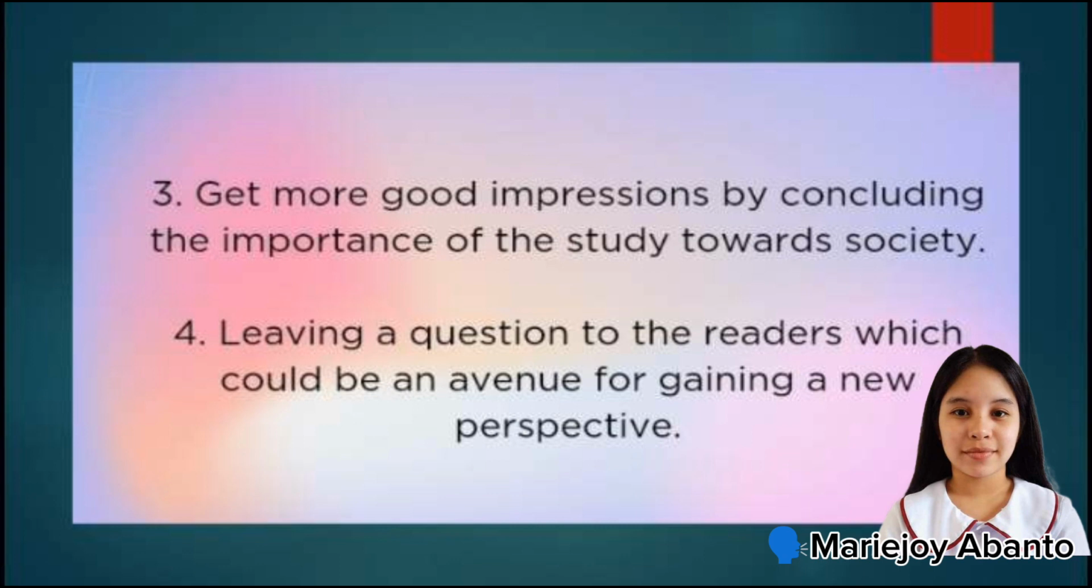The third one is get more good impression by concluding the importance of the study towards society. So, guys, emphasize the importance of the study towards society. We need to conclude the research by emphasizing the significance of our findings toward society as a whole. This helps to highlight the value of the research and how it contributes to the existing knowledge in the field.